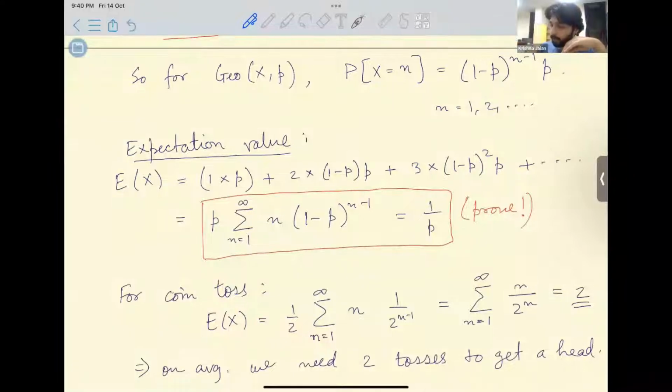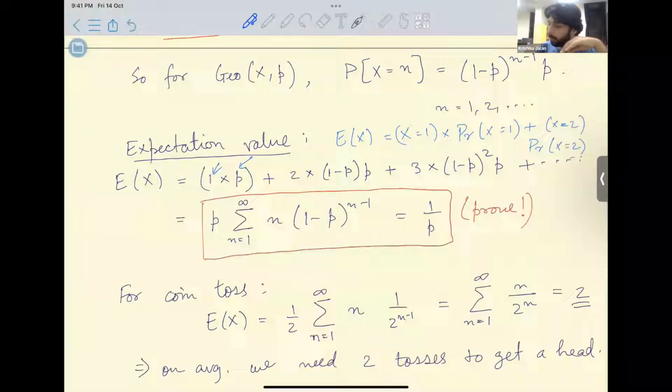Now, what is expectation value? So expectation value is just the value of the random variable times the probability with which it occurs. So essentially, E of x is equal to summation over, let's say, x is equal to 1 times probability of x is equal to 1 plus x is equal to 2 times probability of x is equal to 2 and so on.